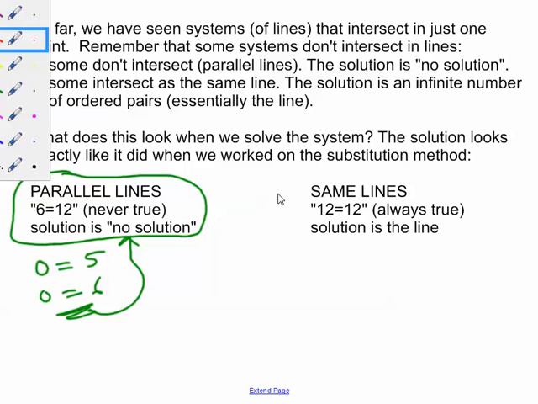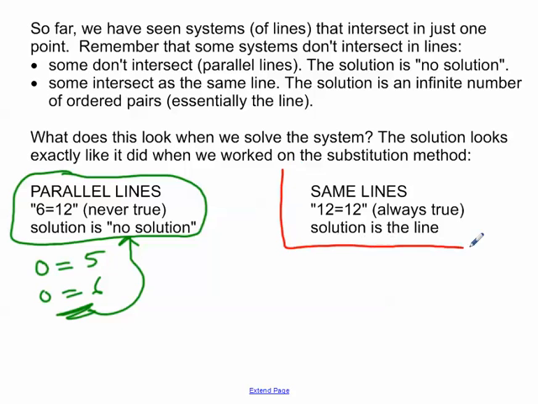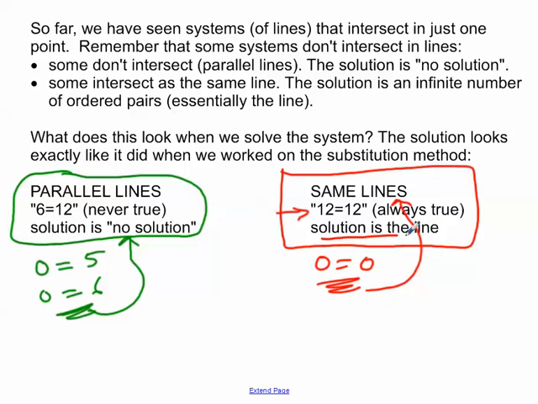By that same token, last point: if we have the same line, in other words the same y-intercept and the same slope, then we'll have something like 12 equals 12, or 0 equals 0. If we get something like this, that means we've got the same line, and our solution is the line, an infinite number of solutions, because both lines are the same. You say my solution is y equals mx plus b, using whatever numbers you've got for the slope and the y-intercept of the line. And that would be our solution, just like in 4.2.